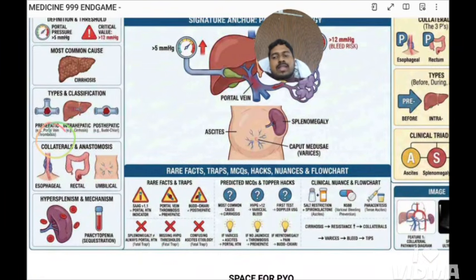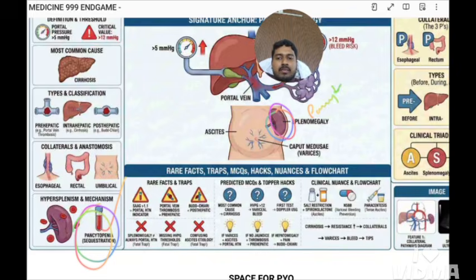Now what are the collaterals which are seen? It can be esophageal collaterals, varices, it can be rectal, and hence hemorrhoids are common in portal hypertension. One more is caput medusae, which occurs because of the portosystemic shunt. Hypersplenism can also occur, as a result of which there will be sequestration of RBCs and platelets leading to pancytopenia. So splenomegaly along with pancytopenia can also be seen in portal hypertension.